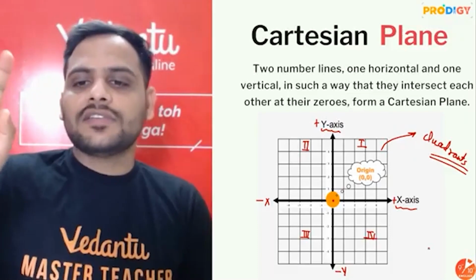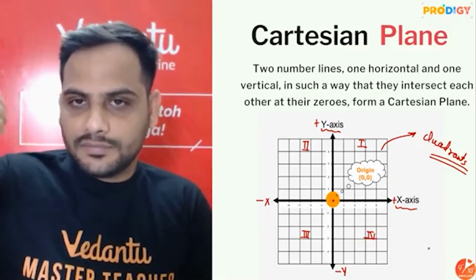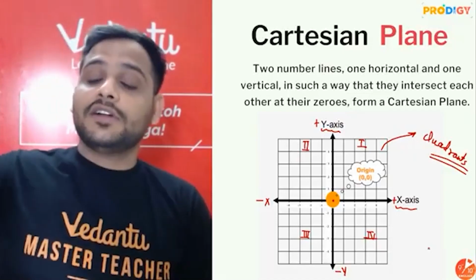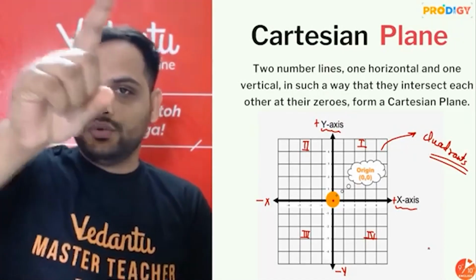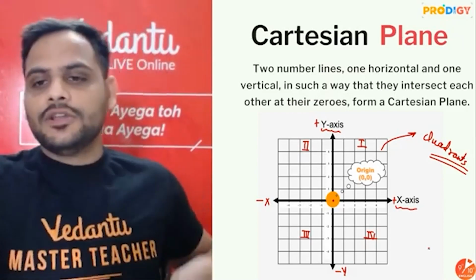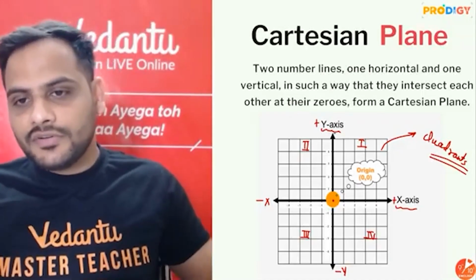Okay beta, so these are my 4 quadrants. Quadrants are like the Cartesian plane is divided by both the axes into 4 parts. These are called quadrants: 1, 2, 3, 4. All right, now the first quadrant is between the positive x-axis and positive y-axis.